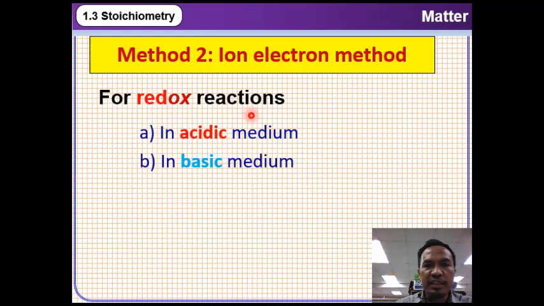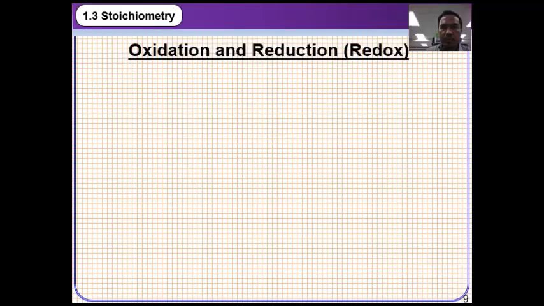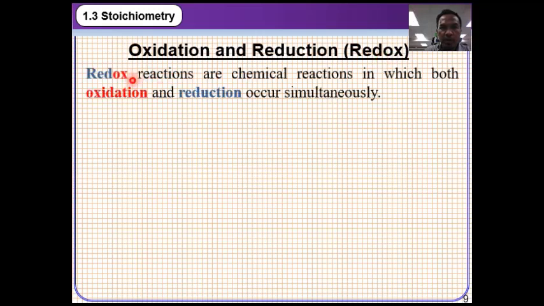For redox reactions, there are two types. First, the reaction that occurs in acidic medium, and the other one is the reaction that occurs in basic medium. The ion electron method is used to balance redox reactions. Redox reactions are chemical reactions in which both oxidation and reduction occur simultaneously, meaning in this reaction, oxidation and reduction occur at the same time.